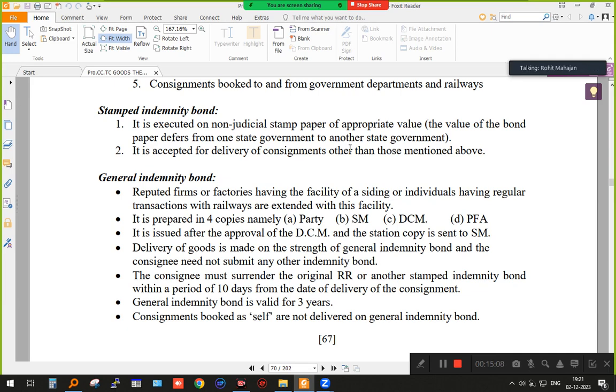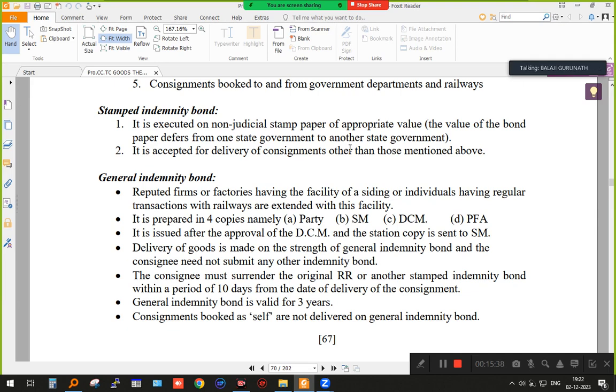So every time the person takes the delivery, he need to submit the general indemnity bond, right? No, general indemnity bond is already maintained at the station. It is a common agreement which is valid for 3 years. But every time if he takes delivery, he will have 10 days time to surrender the original RR. Okay, fine, sir. For delivery taken on the 1st of December, up to 10 days free.